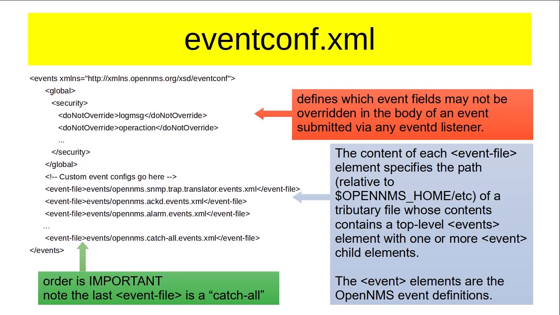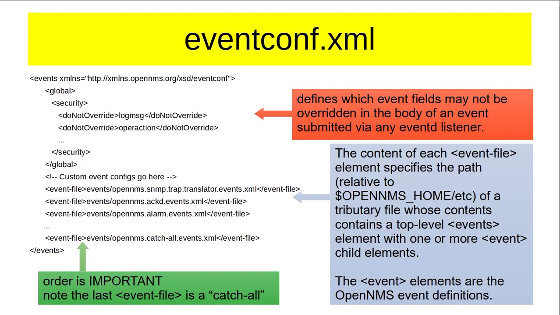The content of each event file element specifies the path of a tributary file whose contents will be read and incorporated into the event configuration. These paths are resolved relative to the OpenNMS home/etc directory. Absolute paths are not accepted.